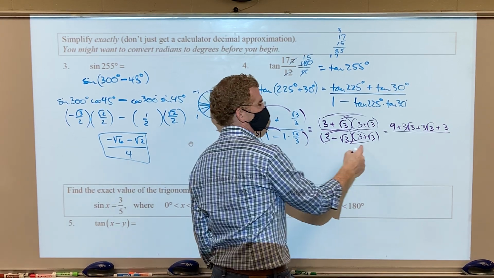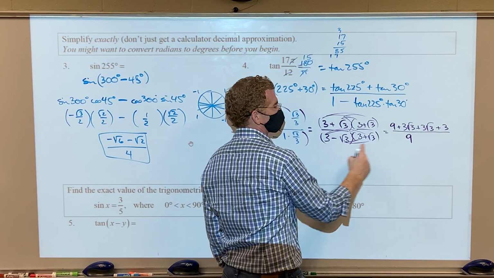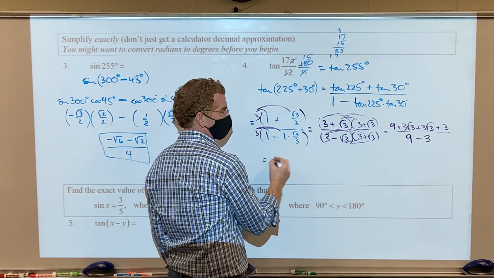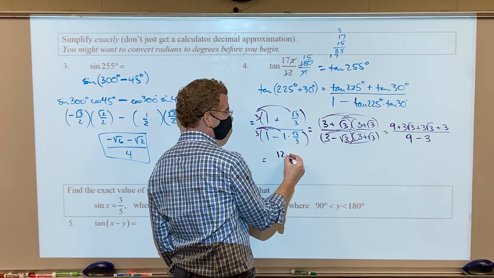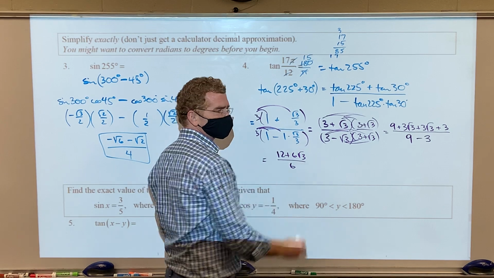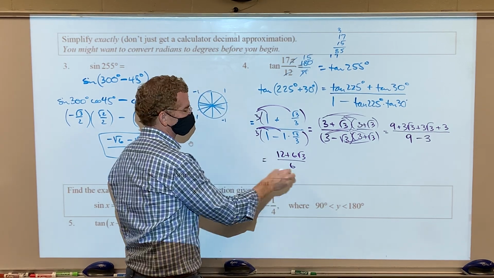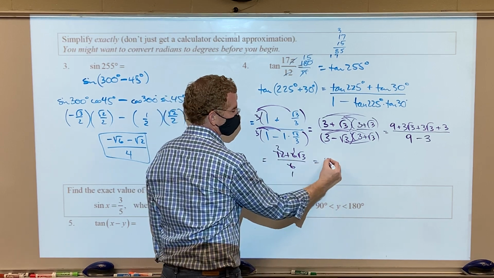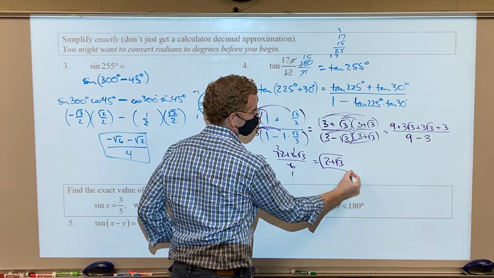So I'm just going to go first times first is 9. Last times last, negative root 9, which is minus 3. And then when I clean up the top part, I get 12 plus 6 root 3. When I clean up the bottom part, I get 6. And if I cancel a 6 out of everything, I get 2 plus root 3.